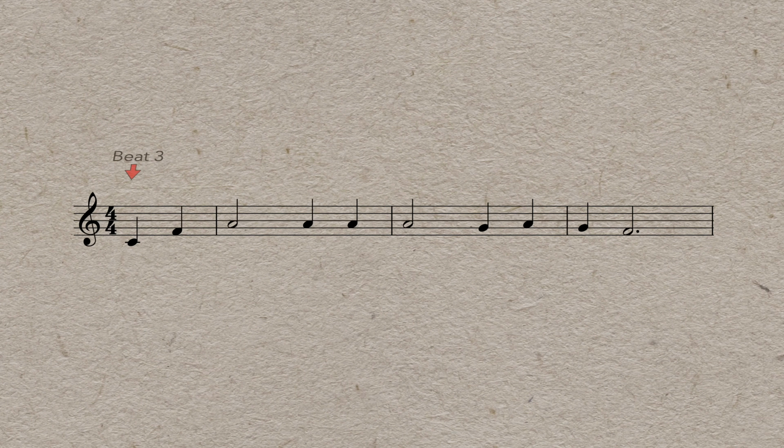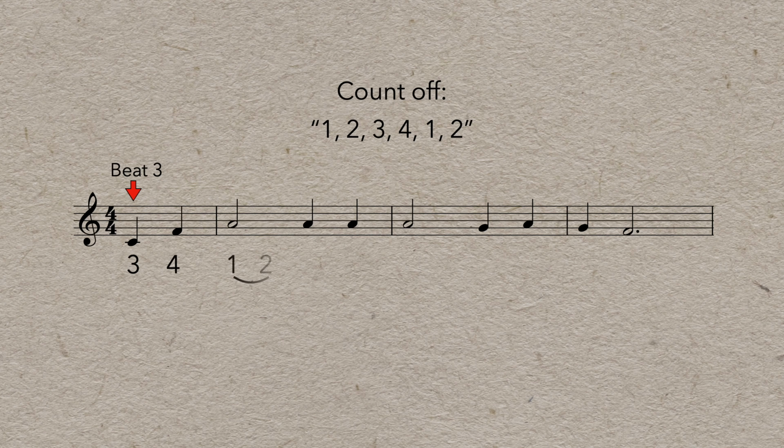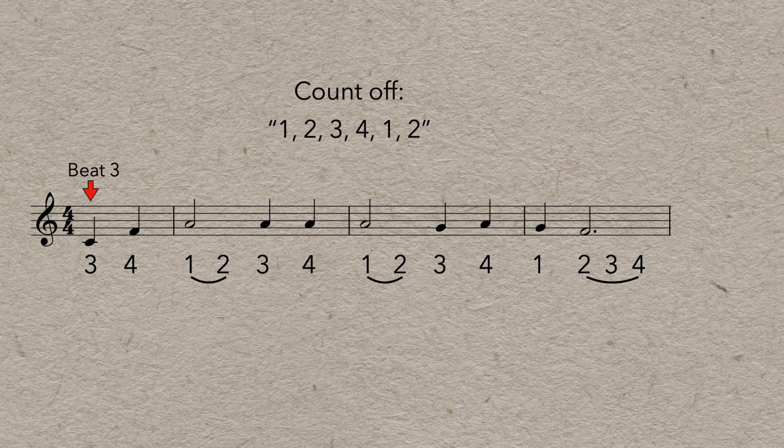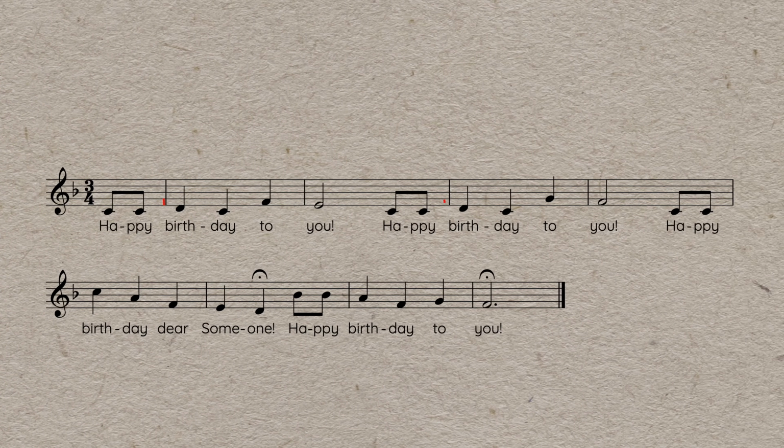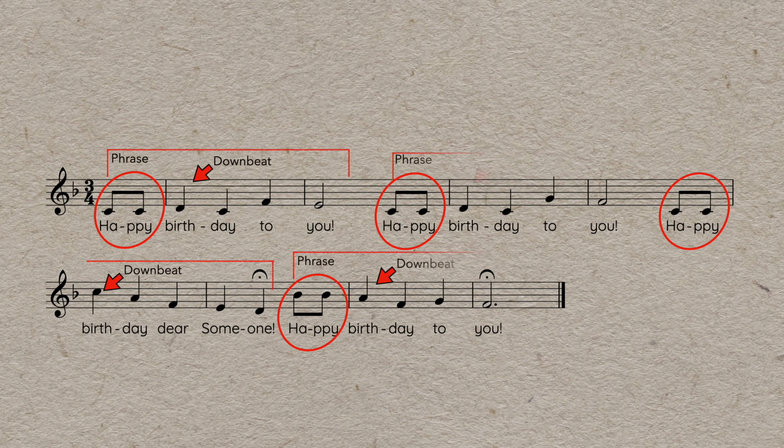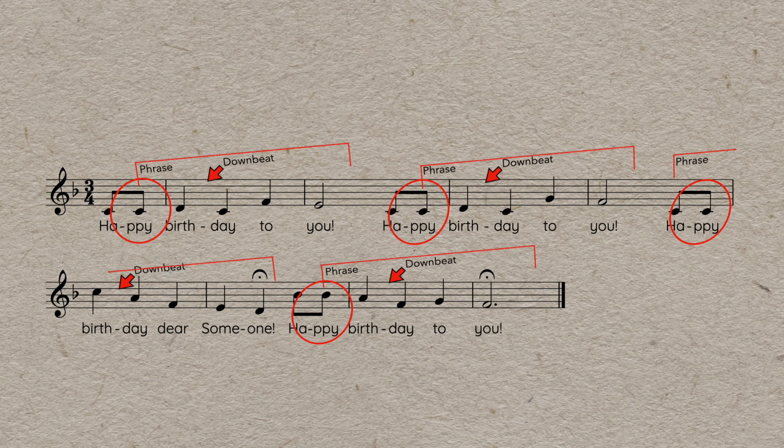Here, you start on beat 3, so you might hear a count off of a bar and 2 beats. Something like 1, 2, 3, 4, 1, 2. The song Happy Birthday has a 2-note pickup to every phrase of the song, but it also has another interesting feature, because while the beat usually continues at a steady tempo, that's not always the case.